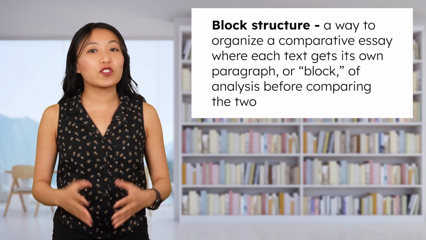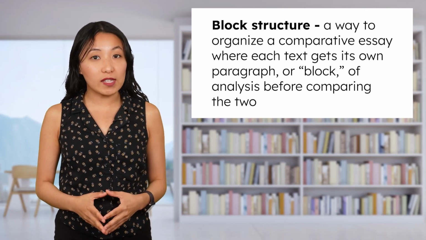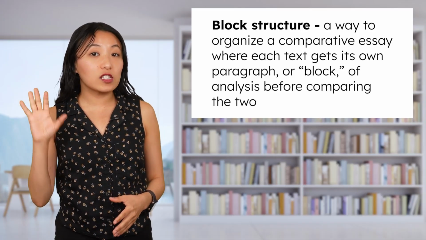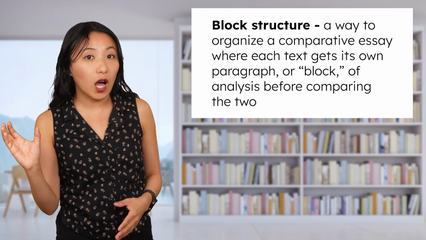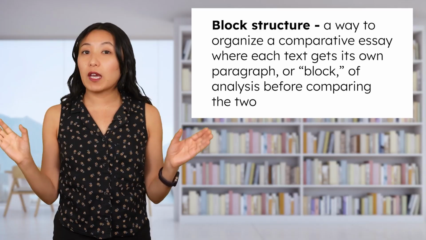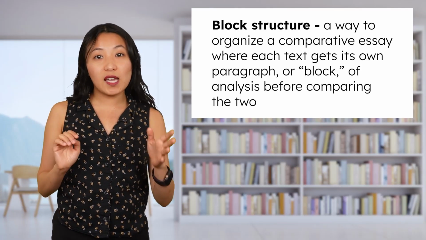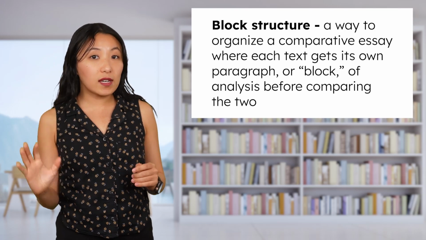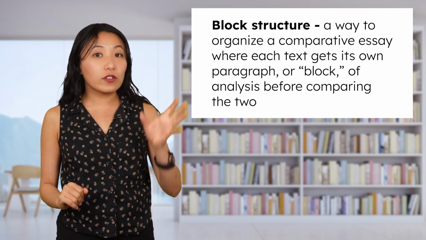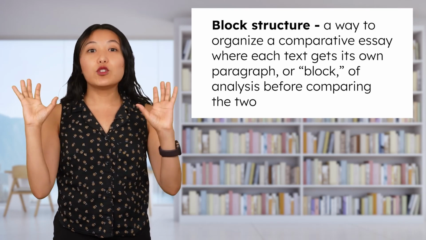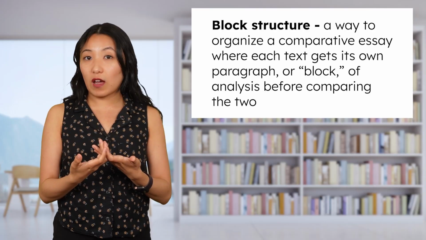A block structure is a way to organize a comparative essay where each text gets its own paragraph, or block, of analysis before comparing the two. Instead of switching back and forth between texts, you explore one text in your first paragraph, the other text in your second paragraph, and you compare both in the third paragraph.